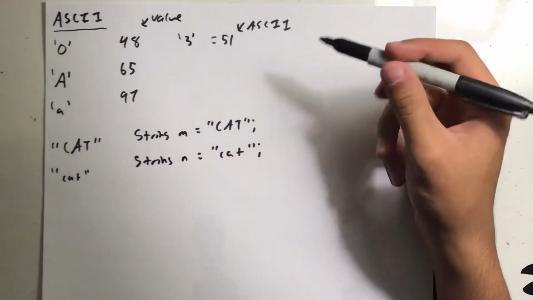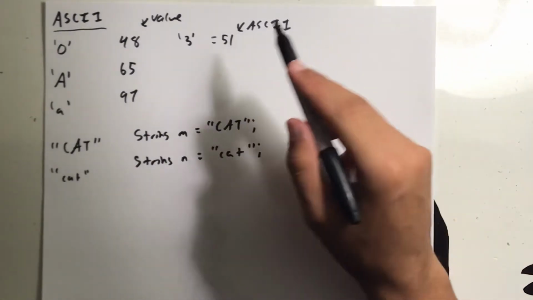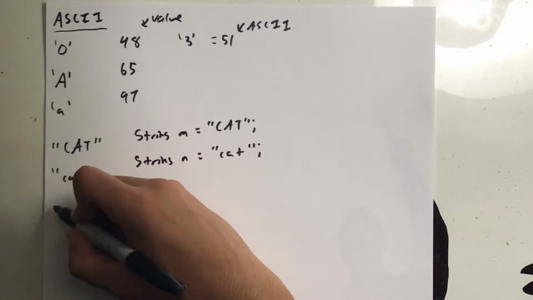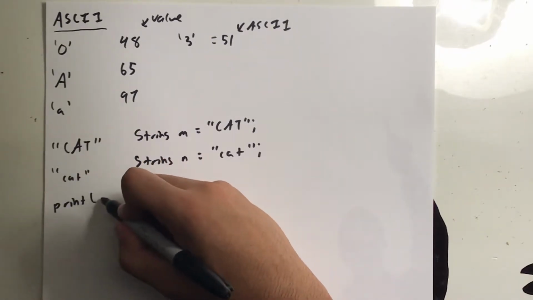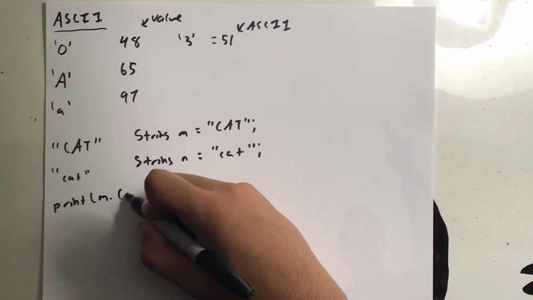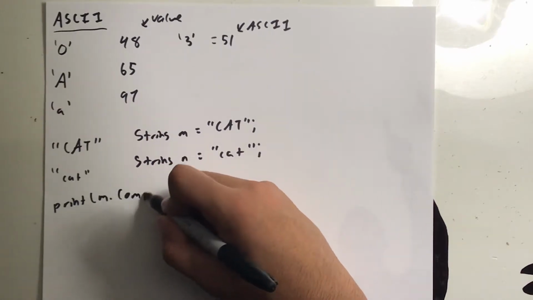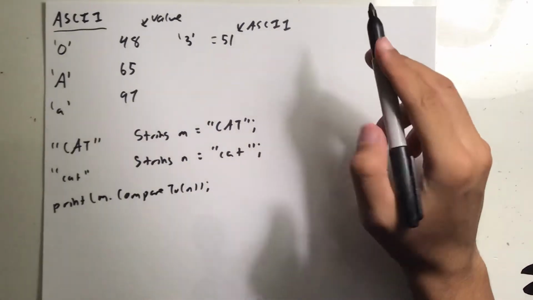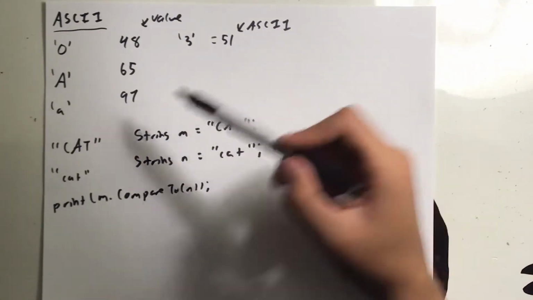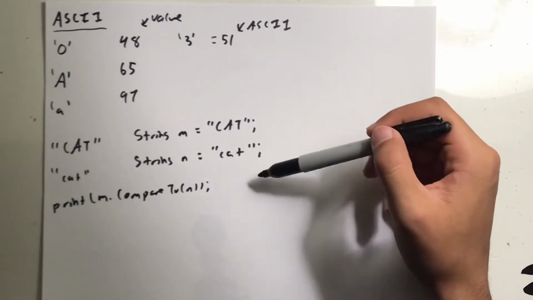Now they're the same words, but in Java they're actually two different words. Remember that. So let's say I wanted to print, remember this is not how you would print stuff in Java, but because I'm lazy, that's how I'm going to do it. m.compareTo(n). Okay? So we're going to have the string m and we're going to compare it to n.